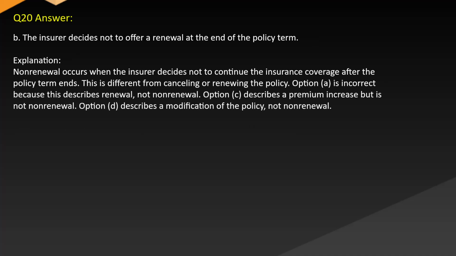Answer: B. The insurer decides not to offer a renewal at the end of the policy term. Explanation: Non-renewal occurs when the insurer decides not to continue the insurance coverage after the policy term ends. This is different from cancelling or renewing the policy. Option A is incorrect because this describes renewal, not non-renewal. Option C describes a premium increase but is not non-renewal. Option D describes a modification of the policy, not non-renewal.